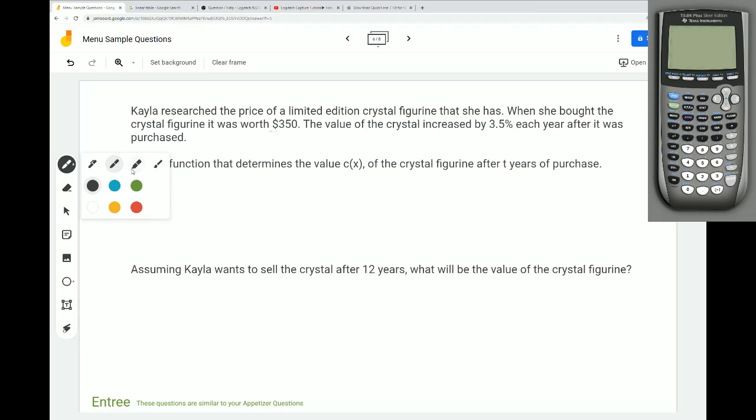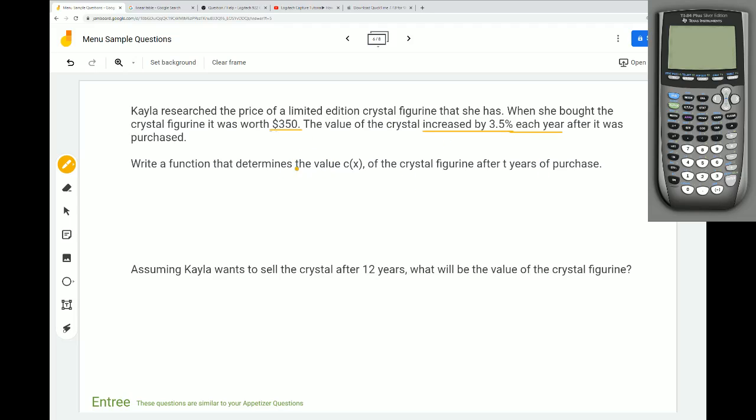Okay, so let's go over the entree type questions now. Kayla researched the price of a limited edition crystal figurine that she has. When she bought the crystal figurine, it was worth $350. The value of the crystal increased by 3.5% each year after it was purchased. So the first thing they're asking us to do is to write a function that determines the value, c of x, of the crystal figurine after t years of purchase.